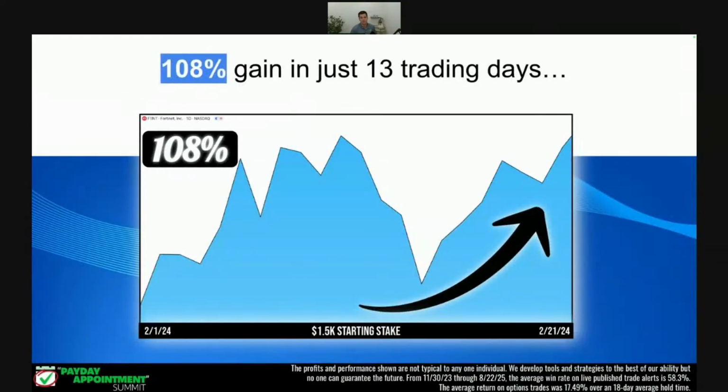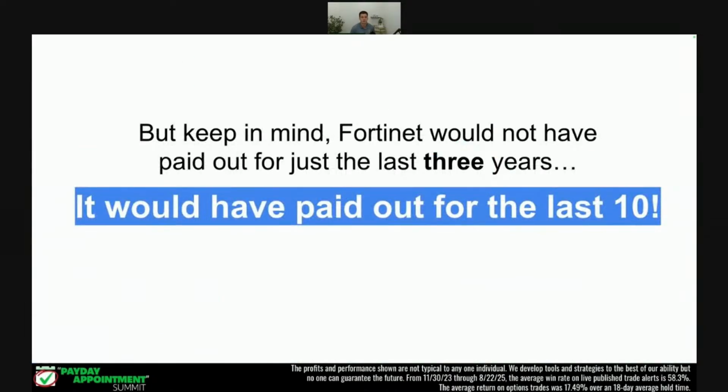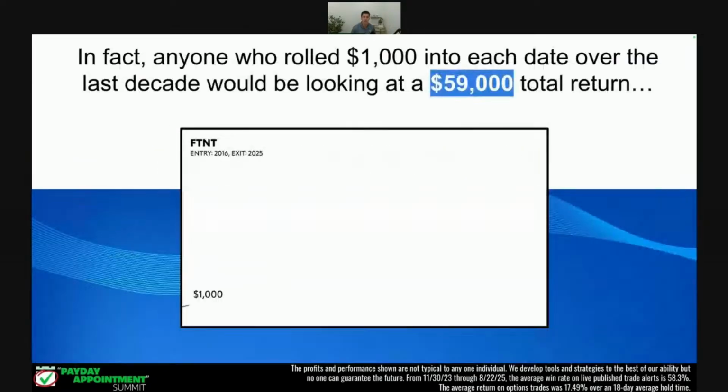Now, what about last year? Well, let's look at 2024, 108% gain on the options. The year before, 153% gain on the options. But keep in mind, Fortinet wouldn't have just paid out for the last 3 years. It would have paid out for the last 10 years in a row.